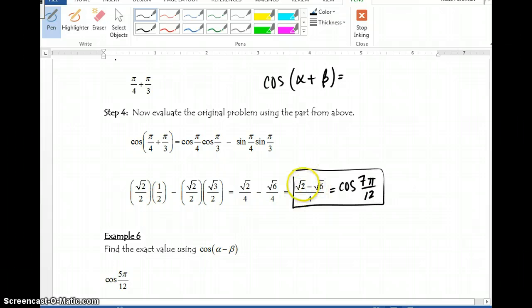And notice that the answers look different than the exact value chart because they don't have a reference angle of pi over 6, pi over 4, or pi over 3.